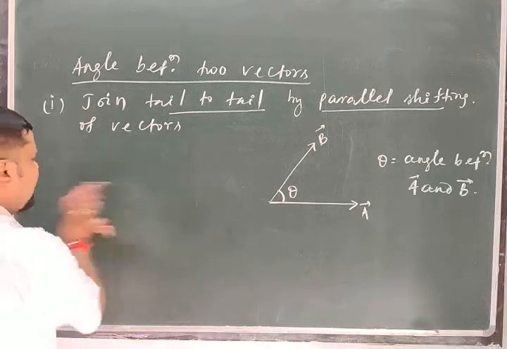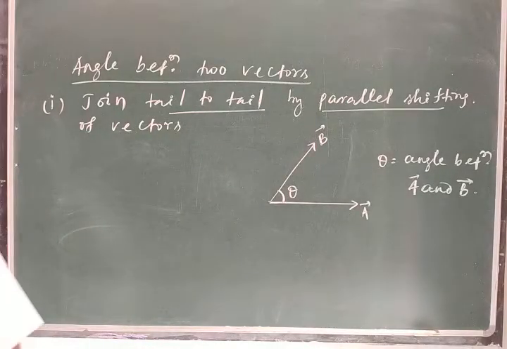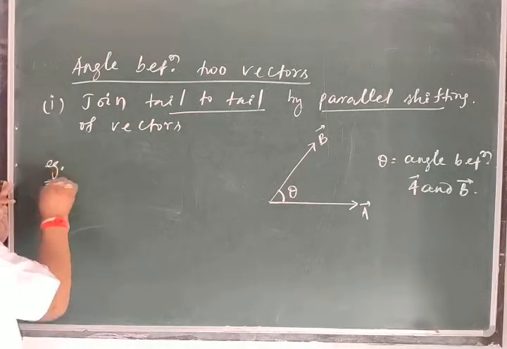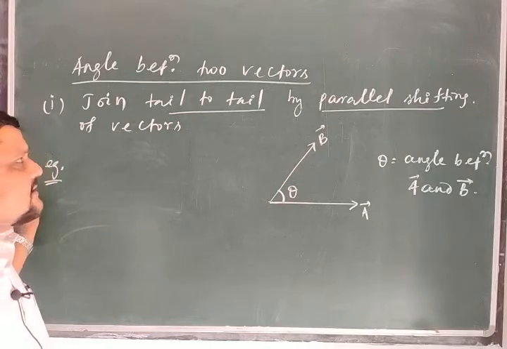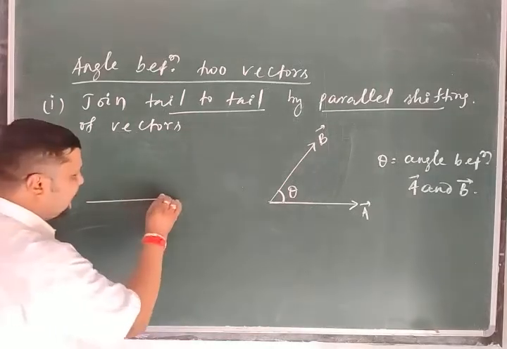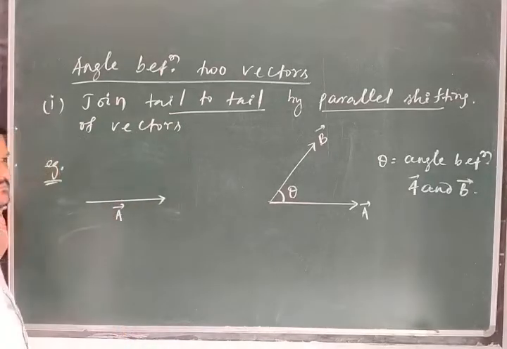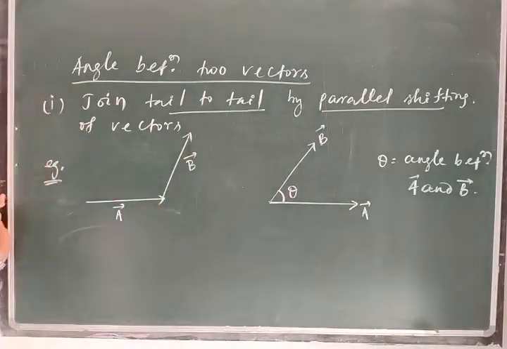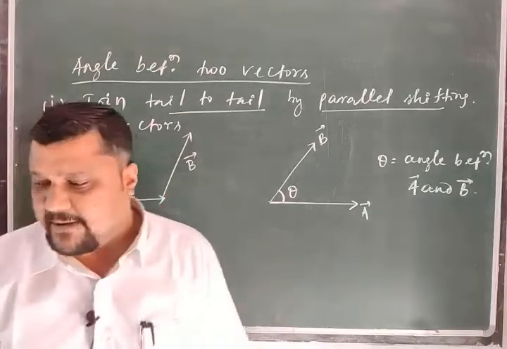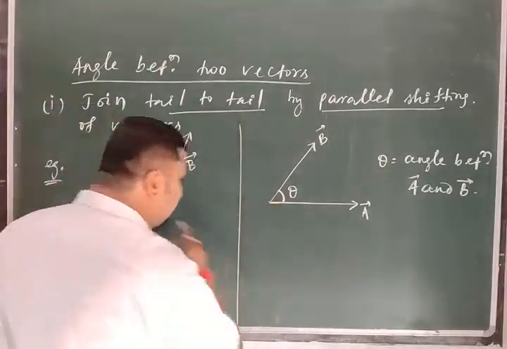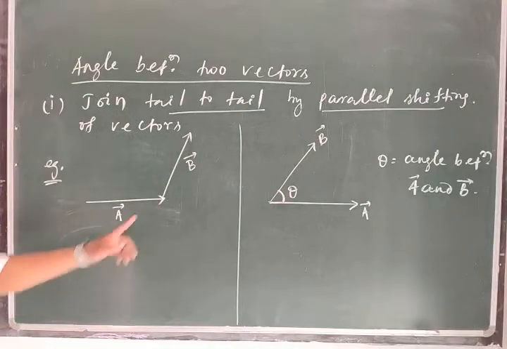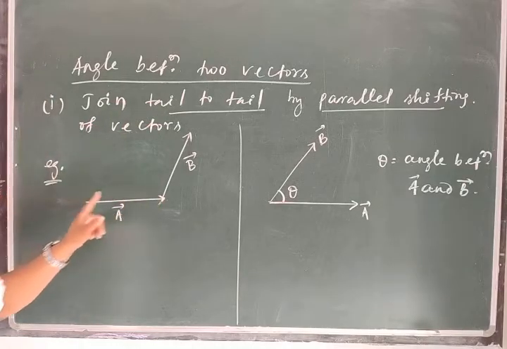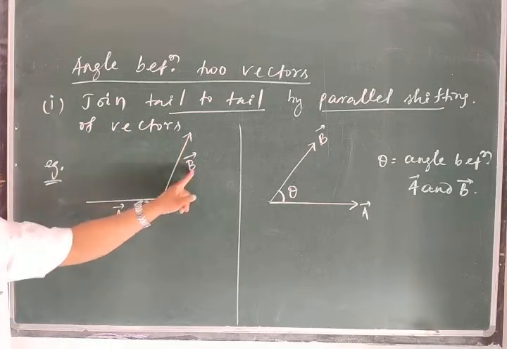Now let us do some more examples, then we will go for more about the angle between two vectors. Now a vector A is given like this, and another vector B is given like this. What is the angle between A and B? Is this tail to tail joining? No, this is not tail to tail. This is the head and this is the tail of vector A, and this is the head and this is the tail of vector B.